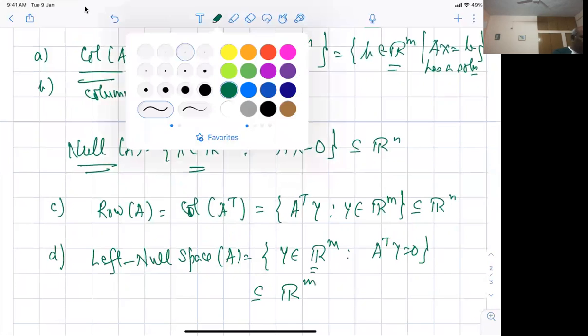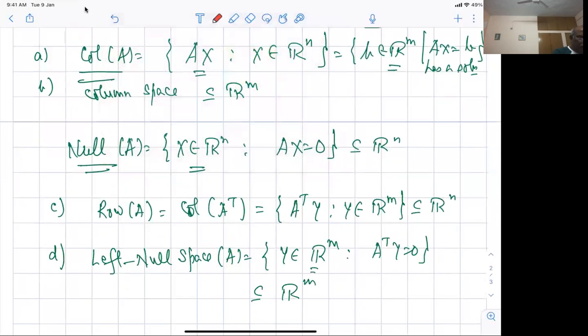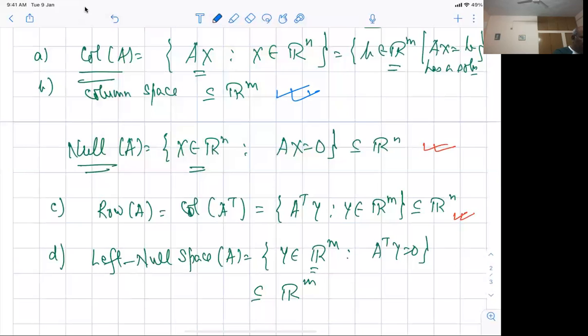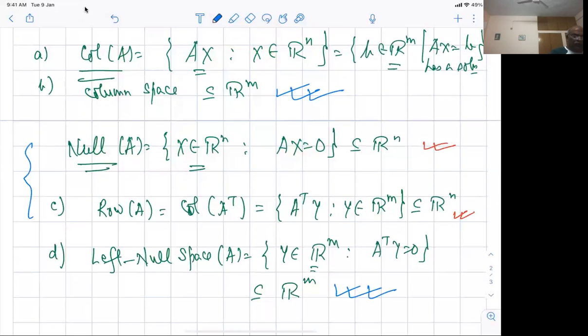So what I want you to see here is that look at this and this. They are subsets of Rn. Fine. Whereas this and this, they are subsets of Rm. So I've got two subsets coming from different places. One is the null space of A and the row space of A. These two are coming from Rn. And the column space of A and the left null space are coming from Rm. The question is, are they related? What are the things that we can do with them?